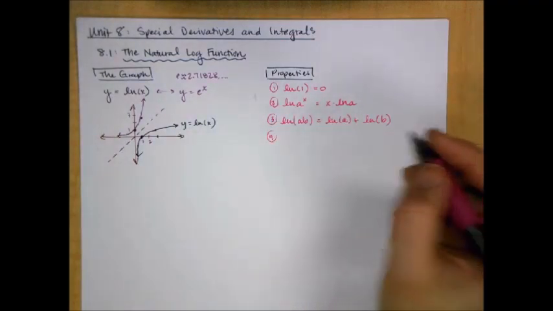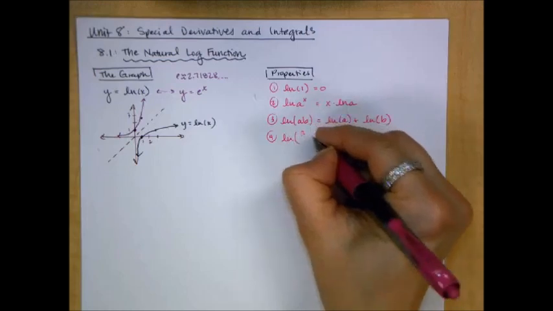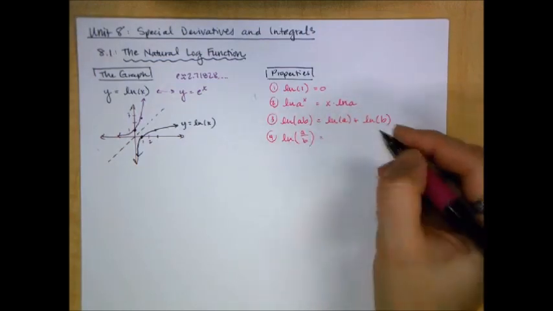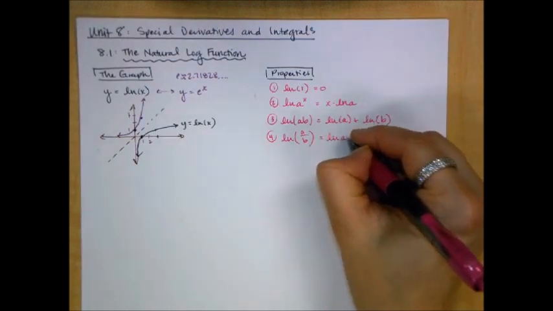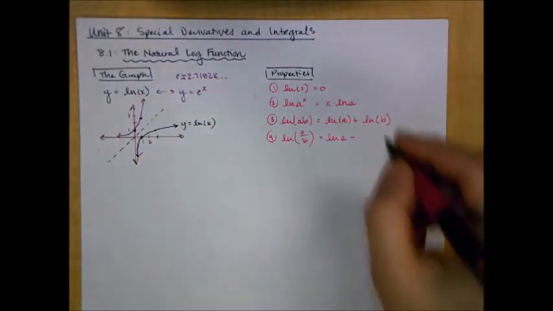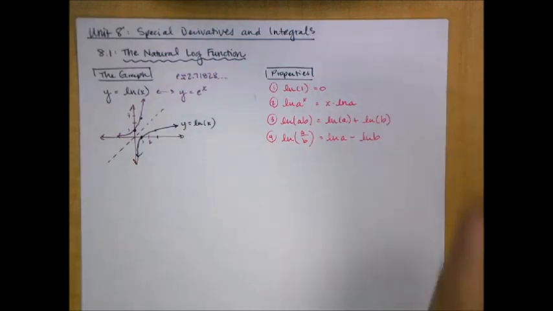And so these were all properties we did last year. We just did them with all kinds of logs. Log base 10, log base 3, log base 12, log base 7, except now we're really only focusing on natural logs, which is our log with a base of e.